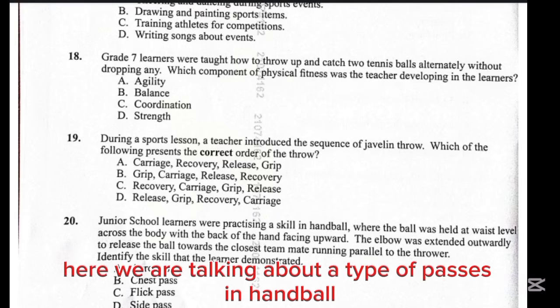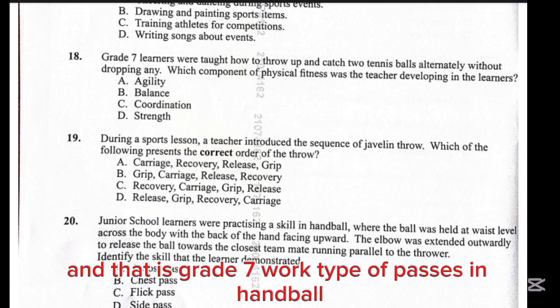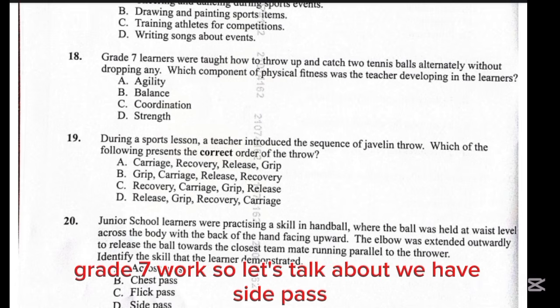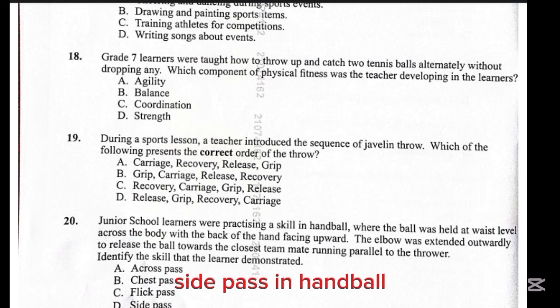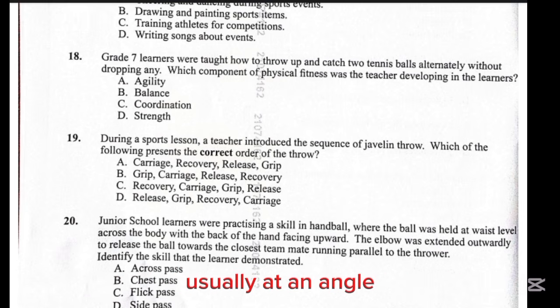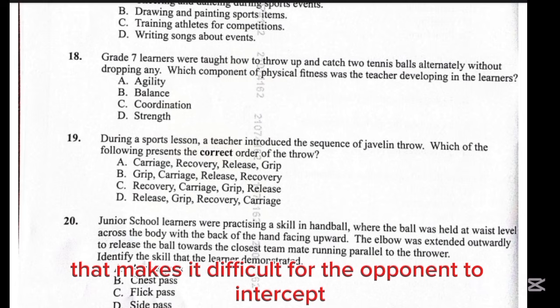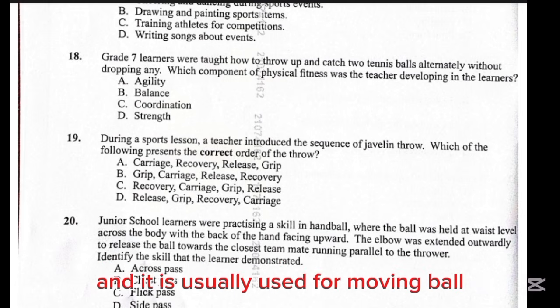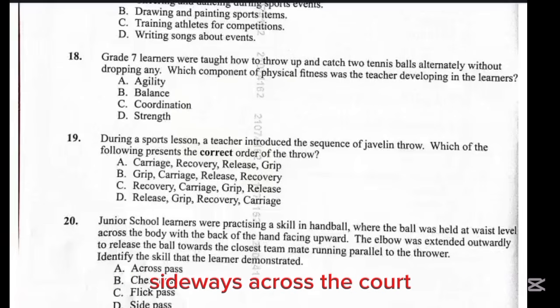So here we are talking about types of passes in handball, and that is grade 7 work. Let's talk about the side pass. A side pass in handball is made by passing the ball to the side, usually at an angle that makes it difficult for the opponent to intercept, and it is usually used for moving the ball sideways across the court.